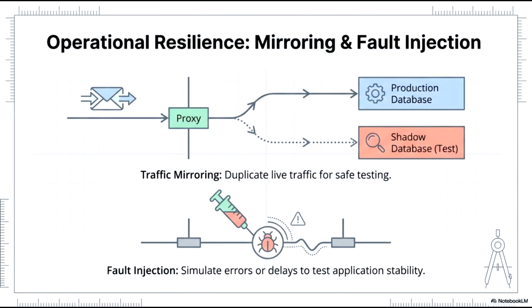Complementing this is fault injection, a proactive testing technique where we intentionally simulate errors, service delays, or failures within the system. This allows us to observe exactly how the application responds to stress and verify that our failover and recovery mechanisms work as designed. By identifying potential weak points through these simulated disruptions, we can build a more robust and reliable infrastructure capable of handling the complexities of a live environment.